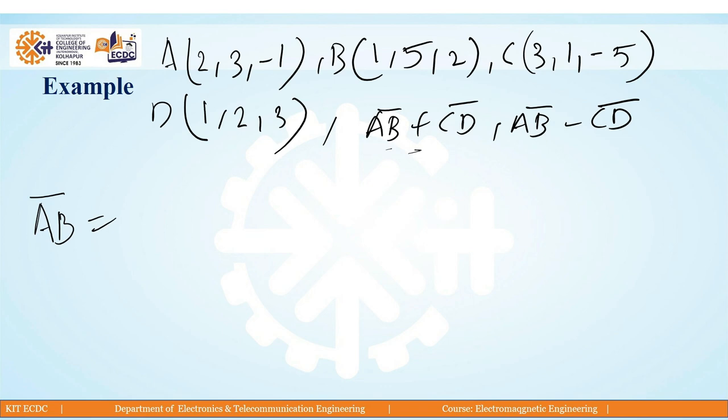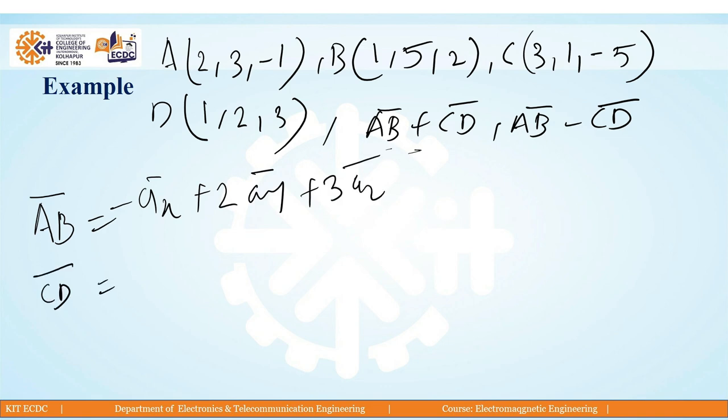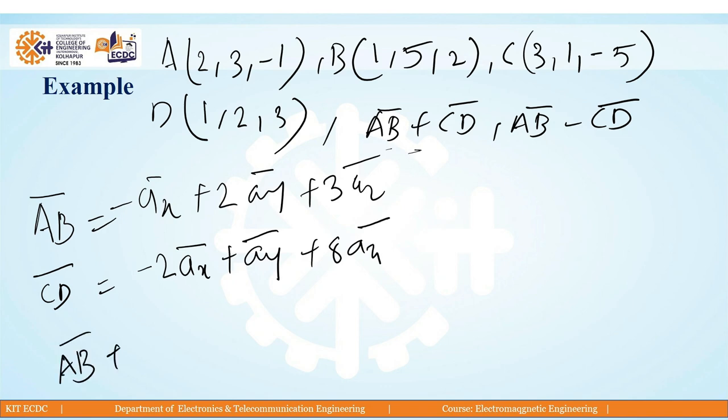So vector AB is equal to minus AX bar plus 2 AY bar plus 3 AZ bar. Vector CD is equal to minus 2 AX bar plus AY bar plus 8 AZ bar. So AB bar plus CD bar is equal to how much? AB bar plus CD bar is equal to minus 1 minus 2 into AX bar, so minus 3 AX bar, 2 plus 1, so 3 AY bar, and 3 plus 8, that is plus 11 AZ bar.